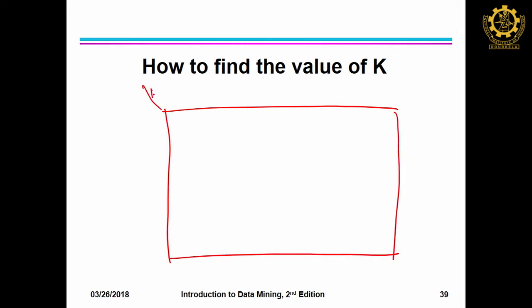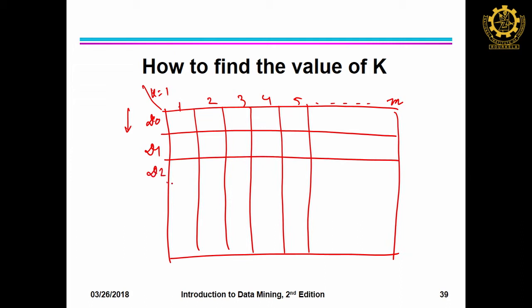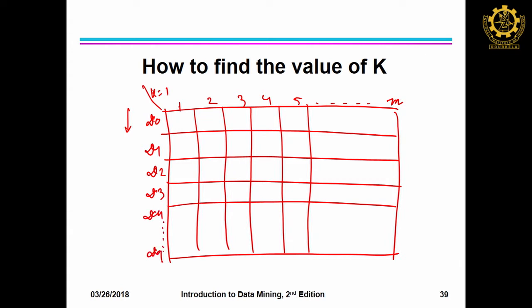Here we have k equal to 1, k equal to 2, k equal to 3, k equal to 4, k equal to 5 and up to some value k m, and this side will have the validation sets, that is, how many folds. Let us say this is the D 0 fold, this is D 1, this is D 2, this is D 3, this is D 4 and then this is D 9.